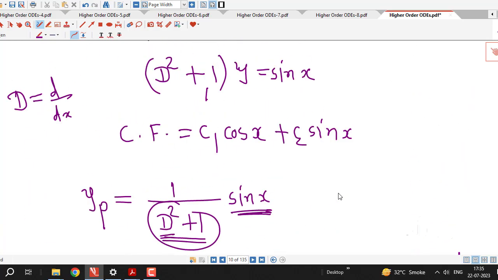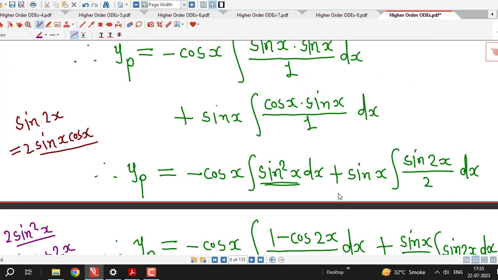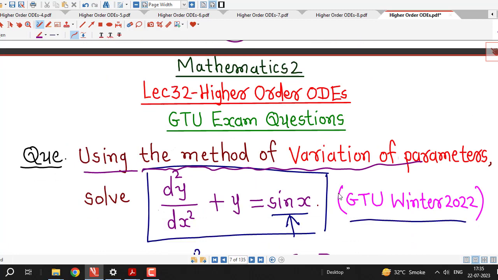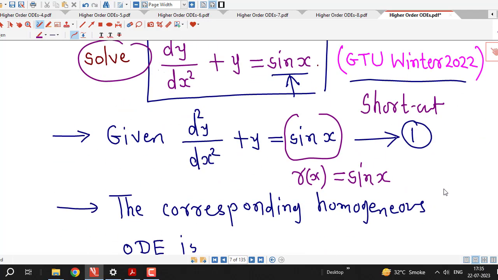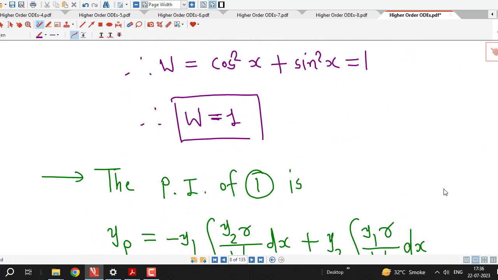So be careful, if your method is specified, if they specify that solve your differential equation using the method of variation of parameters, then you must solve using the specified method. But if the method is not specified, then you can go with shortcut methods and you will be able to find the solution in fewer steps and in less time.